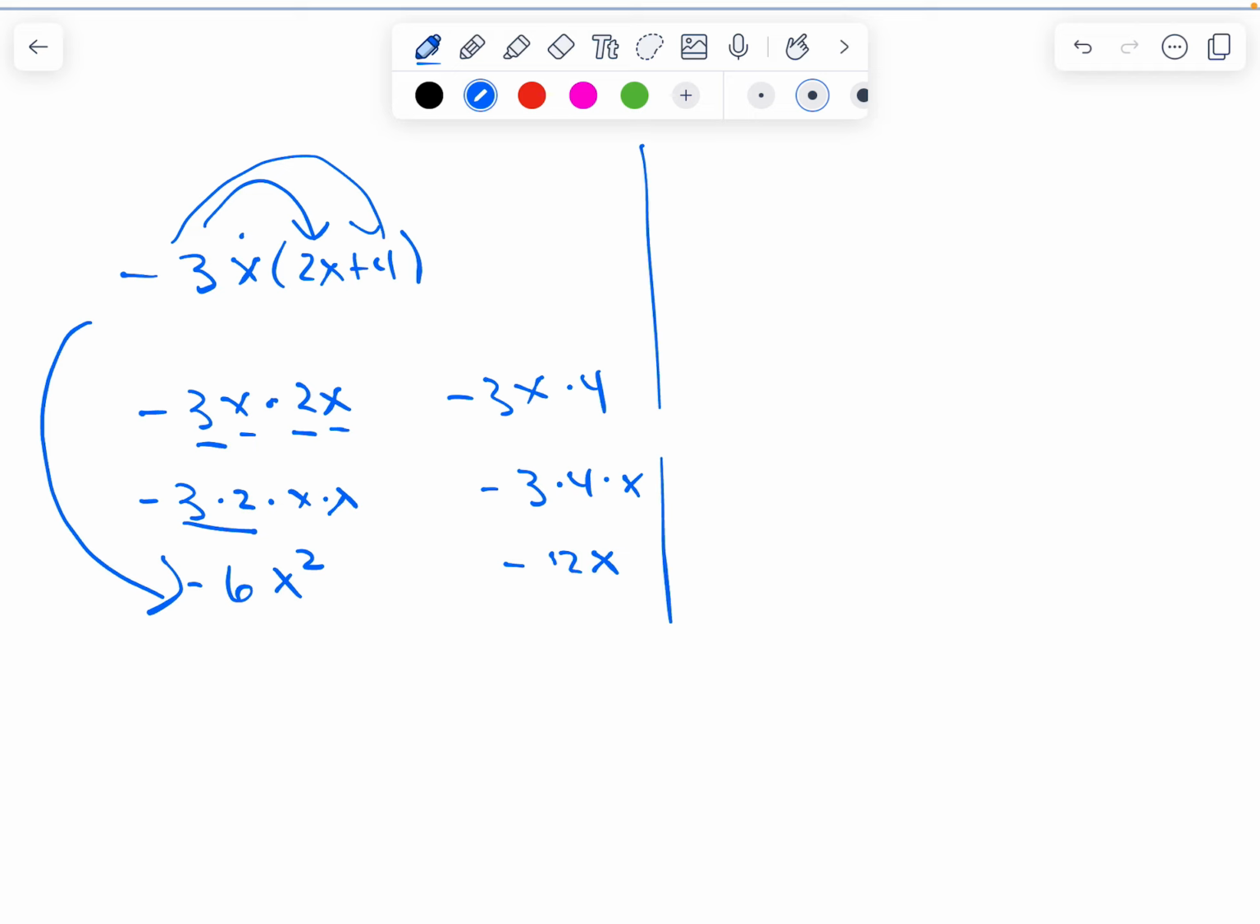Okay, now here's one for you to try. Negative 4x times (negative x minus 8). Okay, so negative times a negative makes that a positive. We've got x and x, that's going to make x squared. Negative times a negative makes that a positive. 4 times 8 is 32, and we've got 32x.